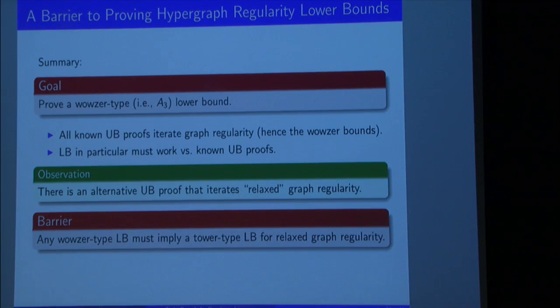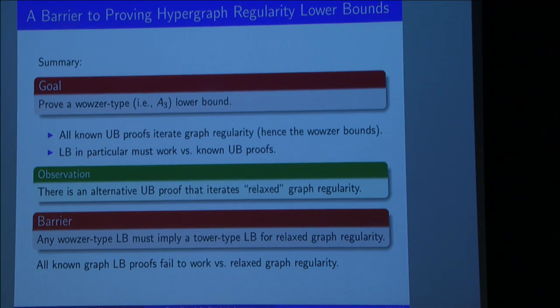Hence the barrier. Any Wowzer-type lower bound for hypergraph regularity must imply a tower-type lower bound for relaxed graph regularity lemma, and all known graph regularity lower bounds fail to work against this notion of relaxed graph regularity.